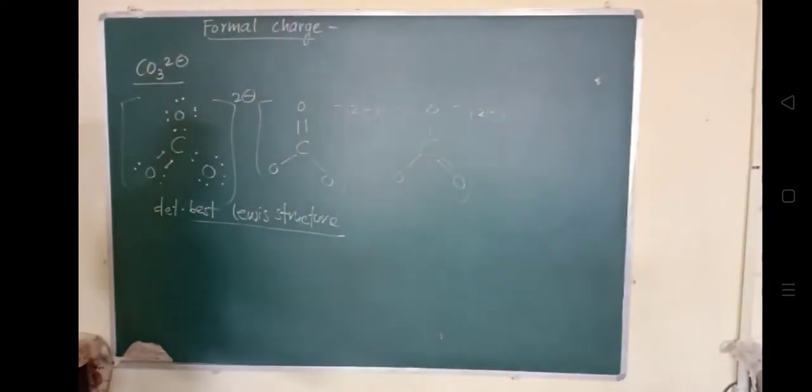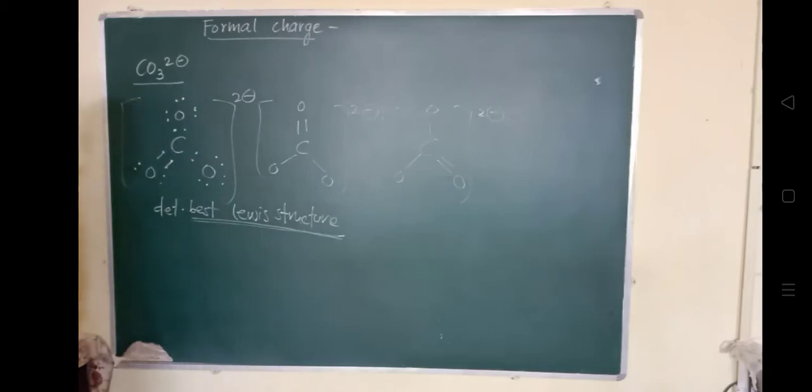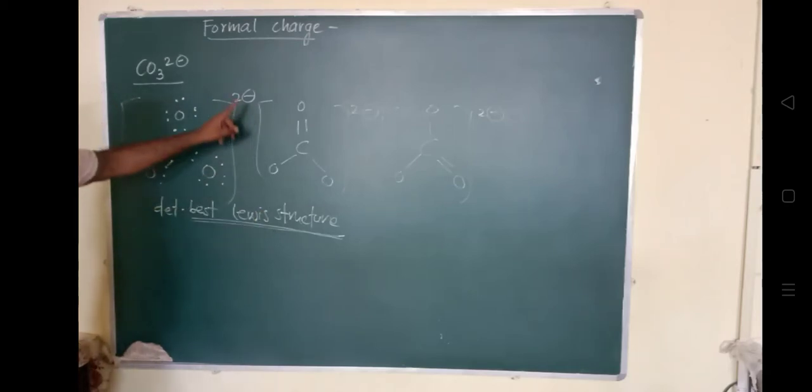We have just taken the example of CO3 2 minus. There are many other molecules that can form different structures, maybe by single bond, maybe by double bond, maybe by triple bond also. So what is the best Lewis structure? How can we understand it? We can identify the best Lewis structure by using the concept of the formal charge. Now we will see what the formal charge is.